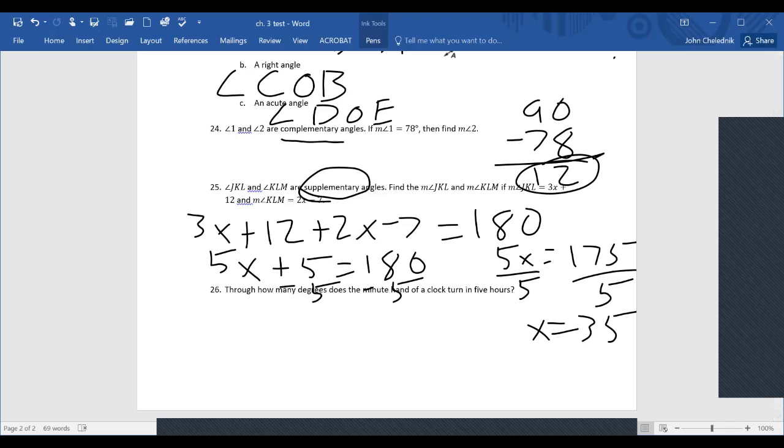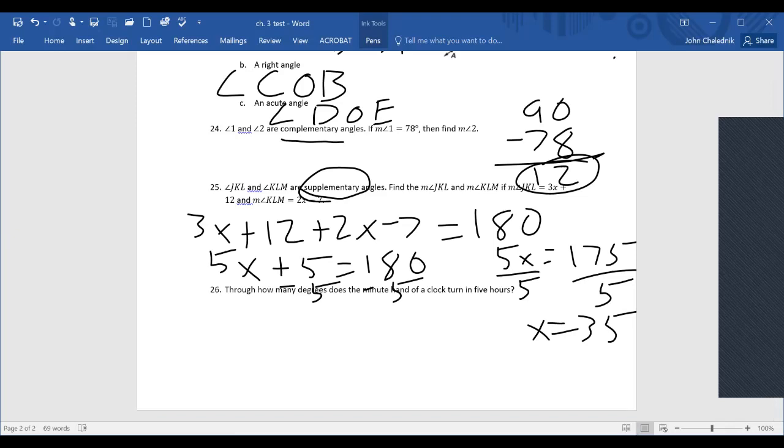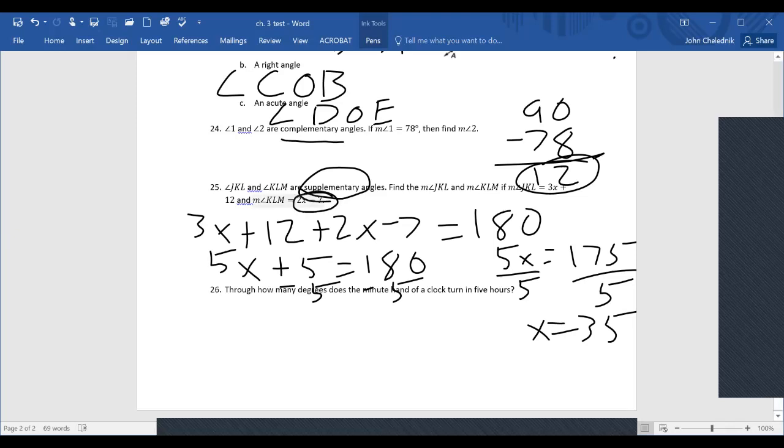But that's actually not what they wanted. They want the measures of the angles. So we need to take that 35 and actually plug it back in. So I'm just going to use this one right here, 2x minus 7. So we're going to do 2 times 35 minus 7. That's 70 minus 7, which equals 63. So one angle is 63. That's one of the answers.